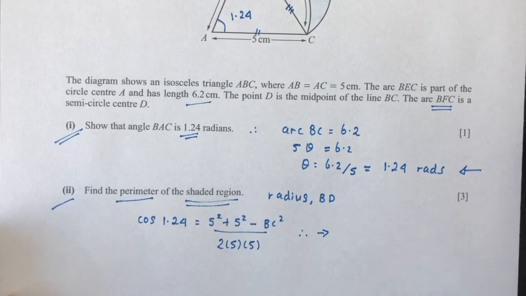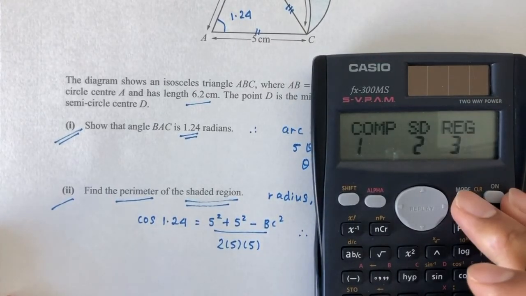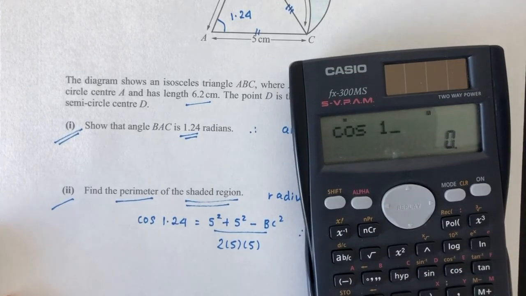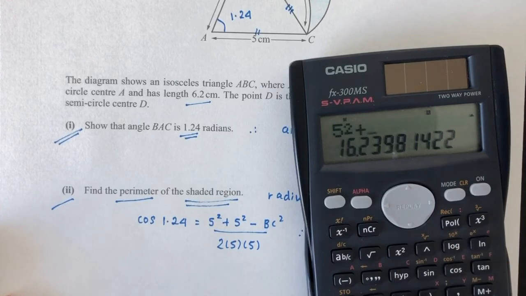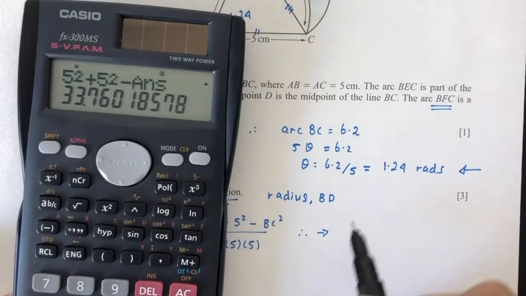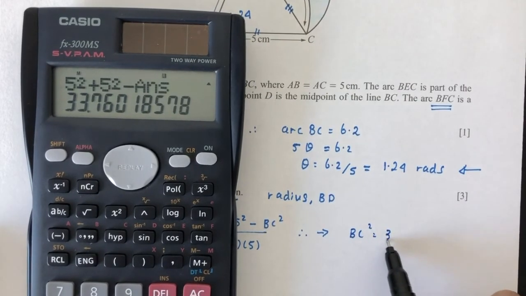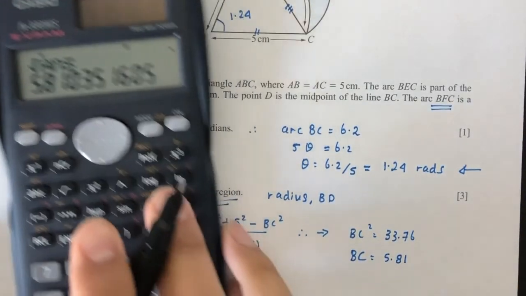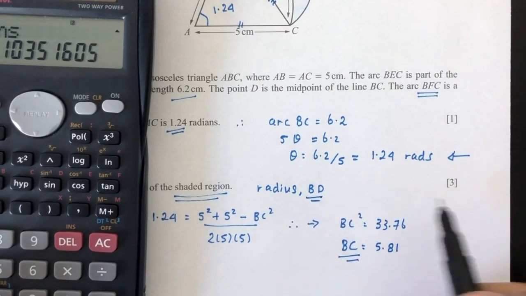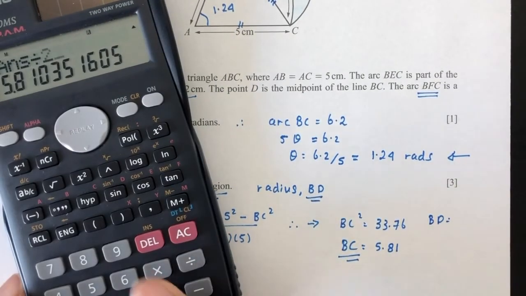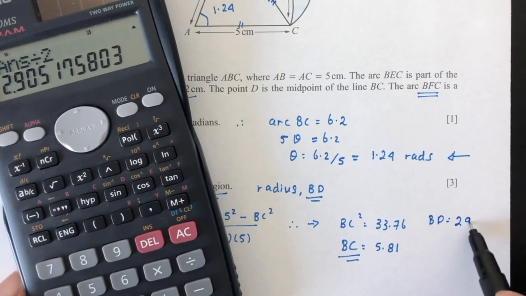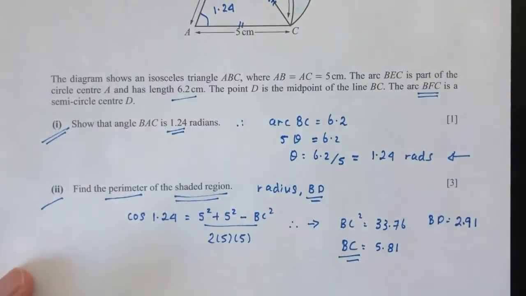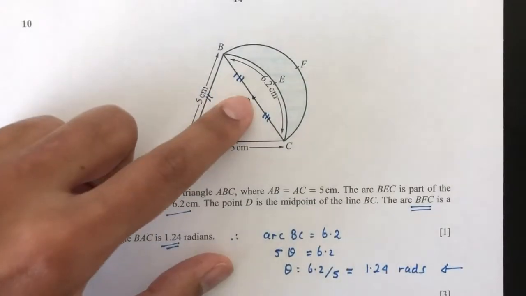So from this, let's find out. So cos of 1.24 radians times 2 times 5 times 5, and then 5 squared plus 5 squared minus the answer, that will be BC squared, which is 33.76, so BC will be the square root of that, 5.81. So if BC is this, what is BD? BD will be half of BC, BC divided by 2, that will be 2.91. That is the length of the radius of the semicircle.